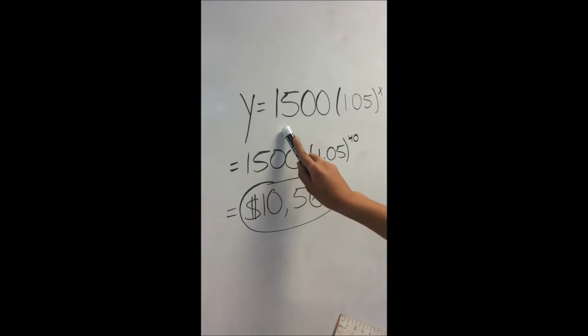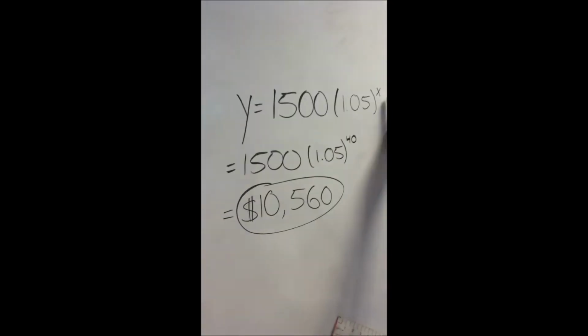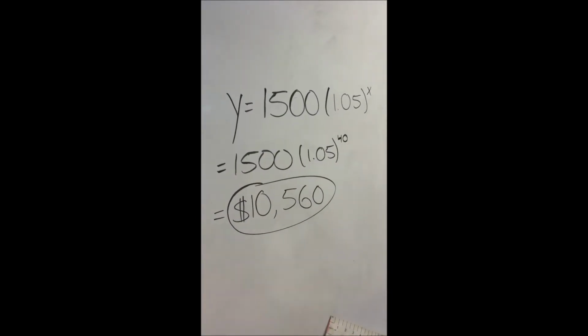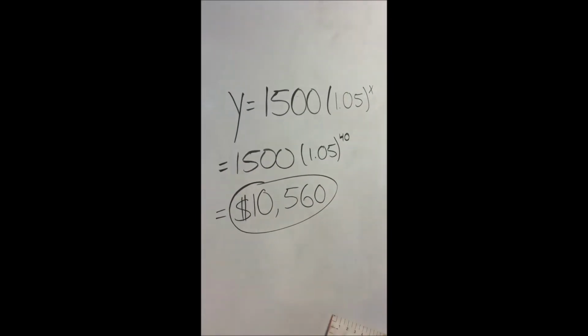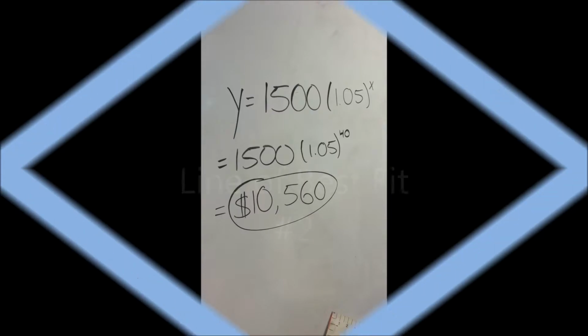After you found your equation, this one's exponential, you're going to plug in 40 for x because you're looking for the value at 40 years. And once you plug that in and work it out, you'll get the final answer of $10,560.